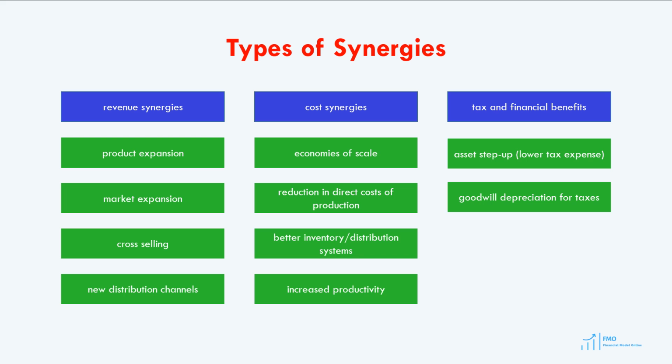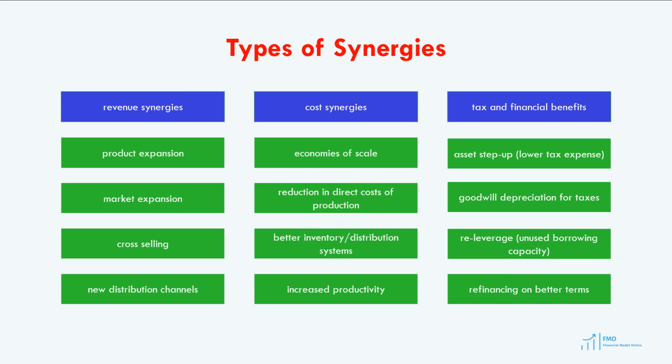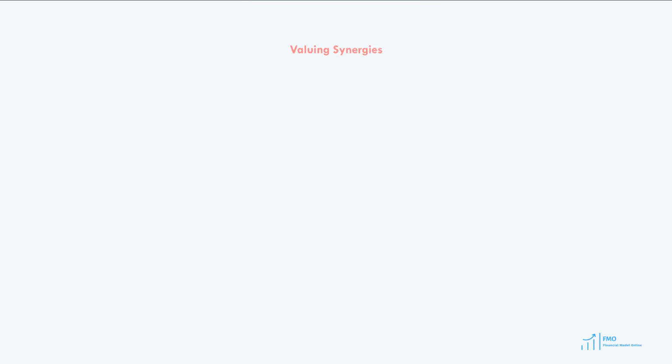When it comes to the financial benefits, one of such benefits is when the target has an unused borrowing capacity. We typically refinance the existing debt of the target in M&A deals, and the refinancing facility may exceed the existing debt being refinanced, and therefore, additional cash flow can be generated by the transaction which can be used to finance the acquisition itself. And lastly, the refinancing can be done on better terms than those of the existing debt, which would result in a lower interest expense.